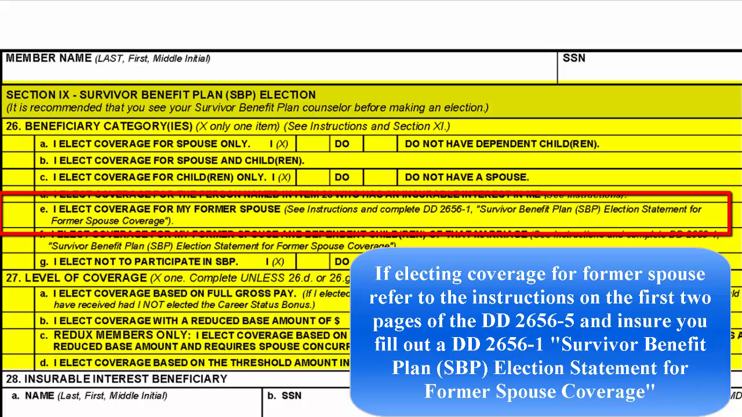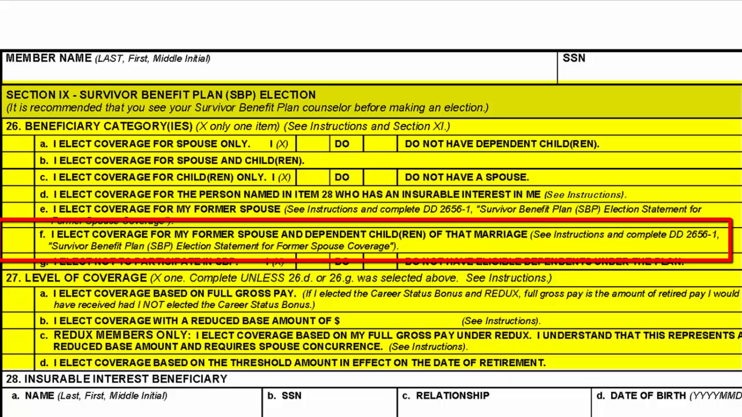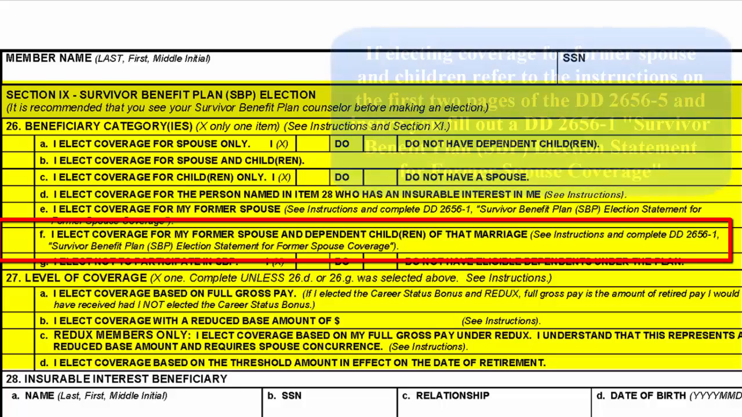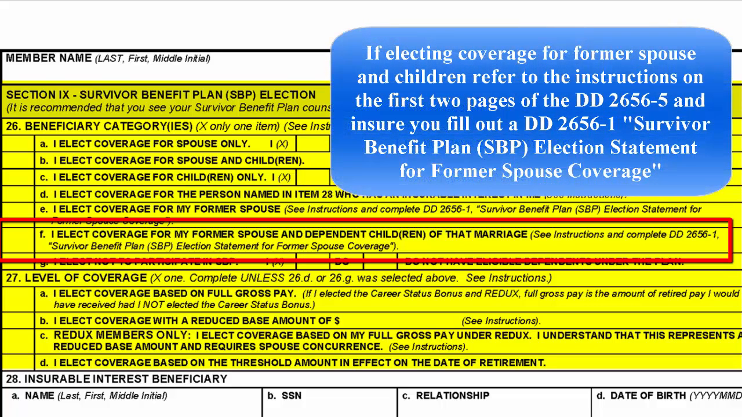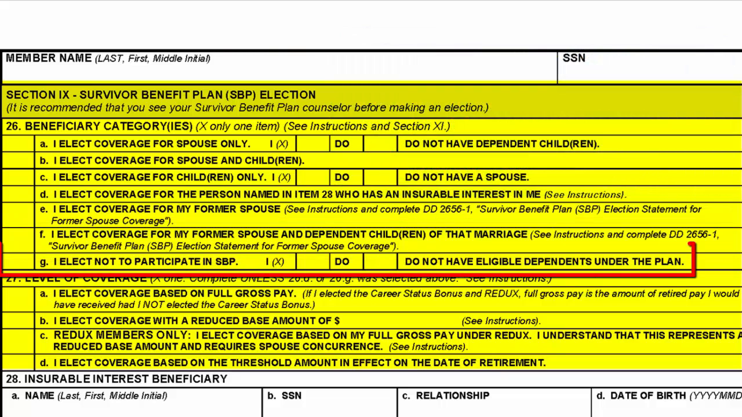for former spouse coverage. In 26F, I elect coverage for my former spouse and dependent children of that marriage. Again, if you have a former spouse and you still want coverage on them and the dependent children as well, you'll put an X beside 26F. And again, you will need to see instructions and complete a DD 2656-1. 26G is I elect not to participate in SBP.